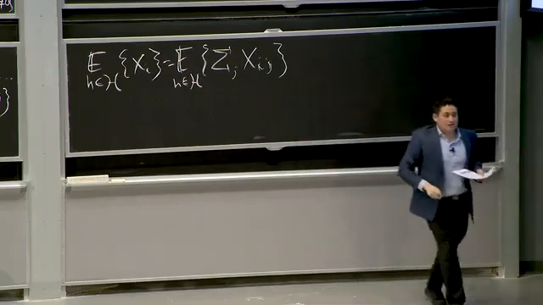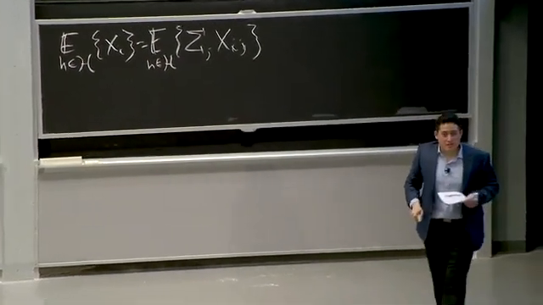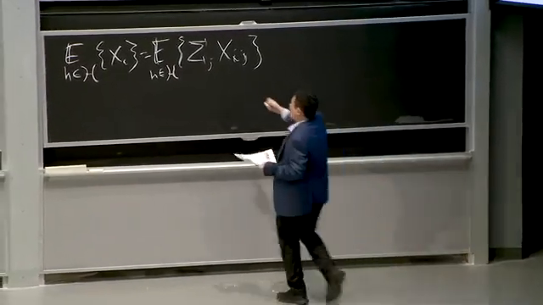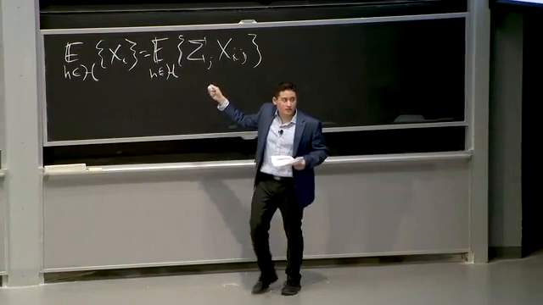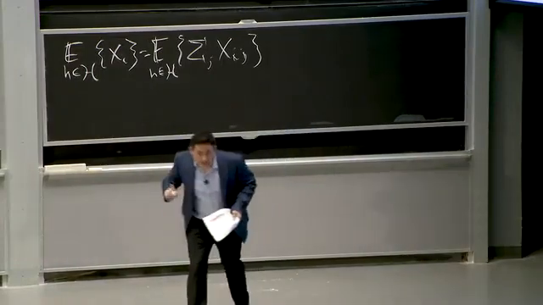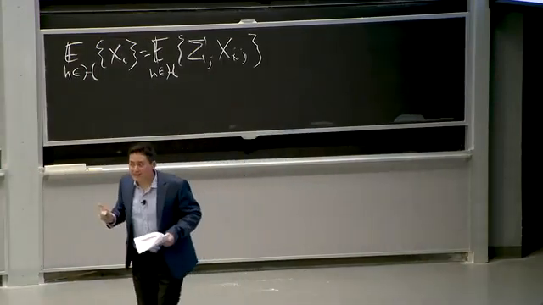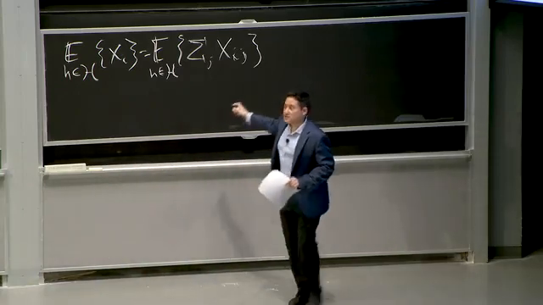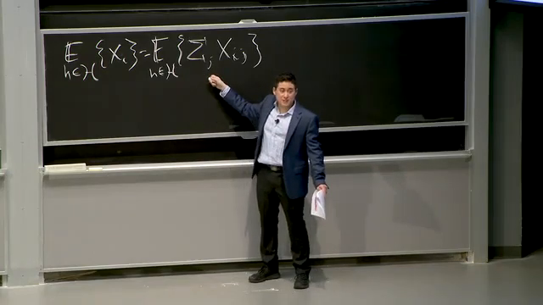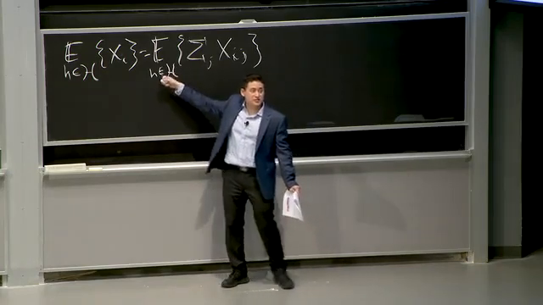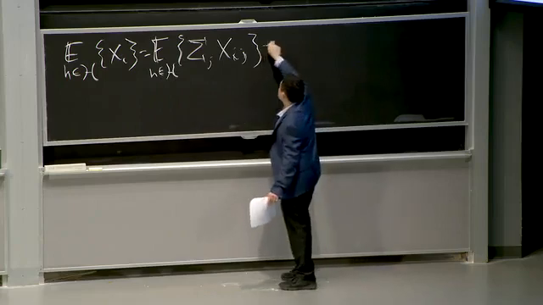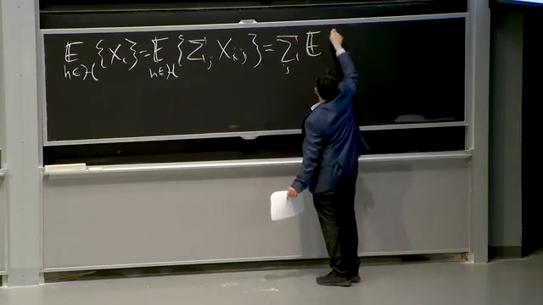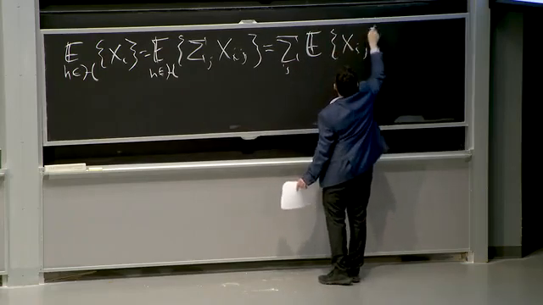What do I know about expectations and summations? Linearity of expectation, right? Basically, the expectation of the sum of these random variables is the same as the summation of their expectations. So this is equal to the summation over j of the expectations of these individual ones, okay?